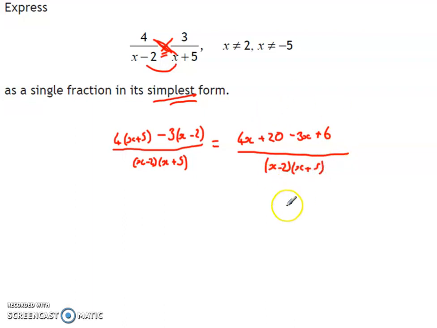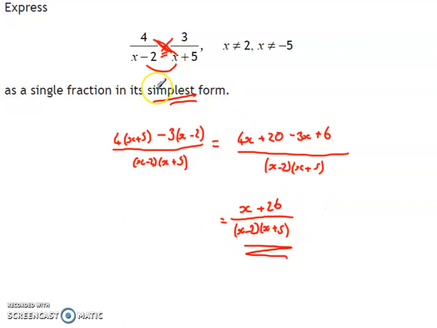Then it's simplifying the top. 4x minus 3x gives me just x, and then I've got plus 20 plus 6, so I'll get x plus 26, over x minus 2, x plus 5. Now again, leave the bottom in its brackets. Don't multiply them out. Just leave it as it is, and that'll be it in its simplest form. So there we go, we've got the answer.